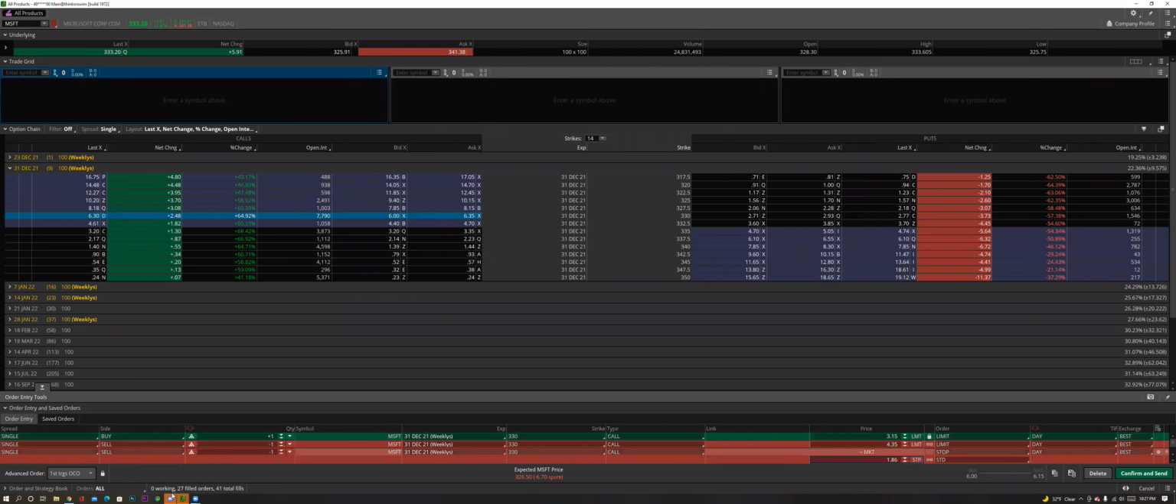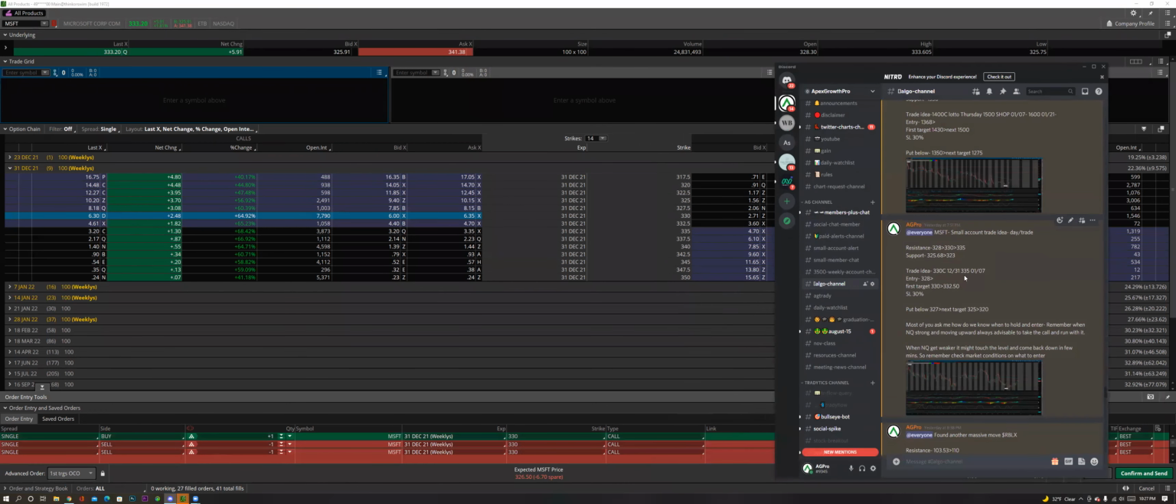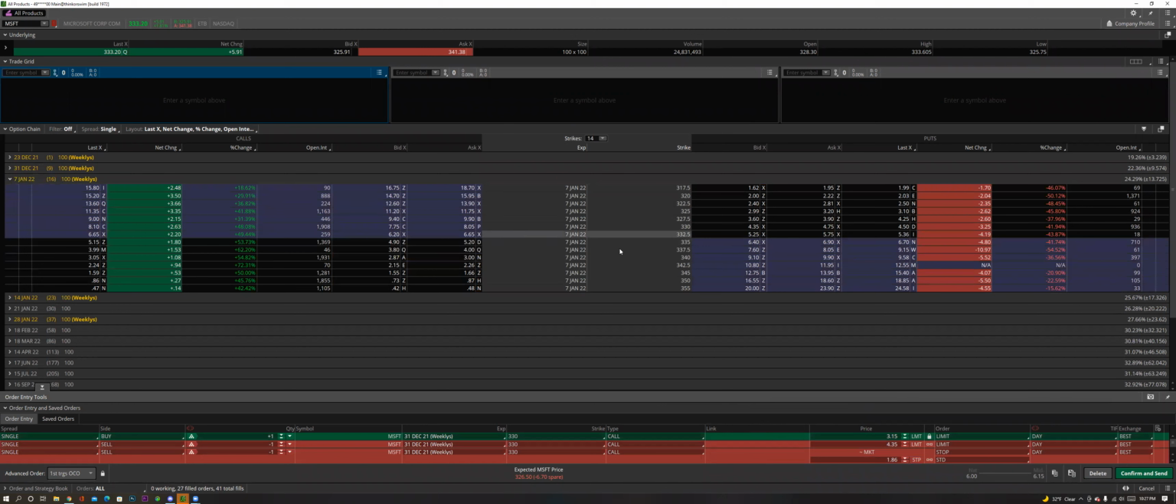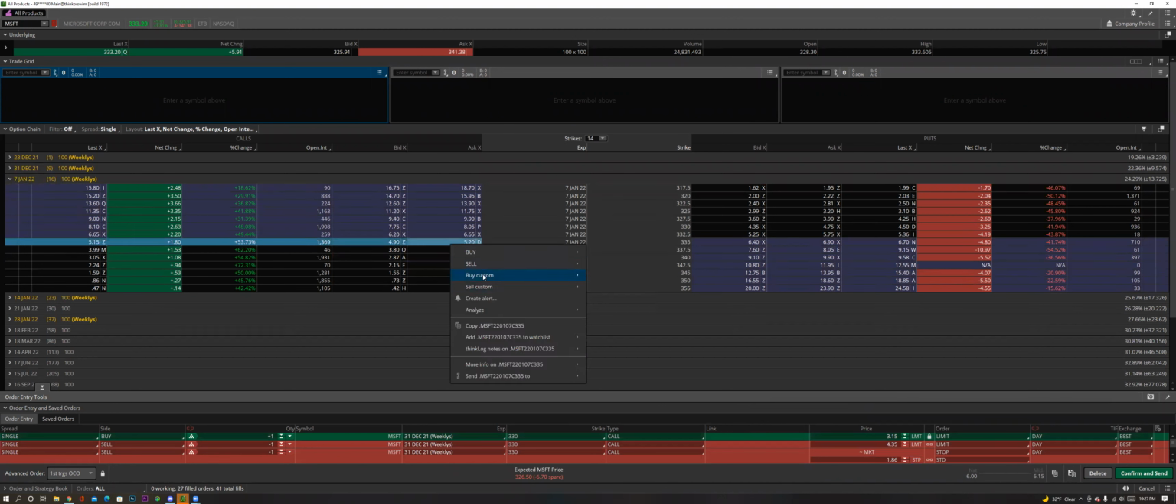Now, Discord says AG said there's another one that he's looking at, 335 call. So I go here, click on a January 7, 335 call right here. I'm going to click here, buy OCO market. Same thing. It will come back here. Make sure you change from 10 to 1. So you can do multiple orders, not just one.